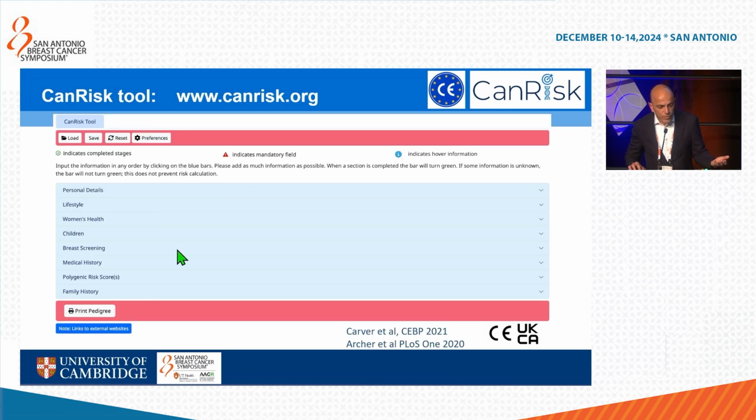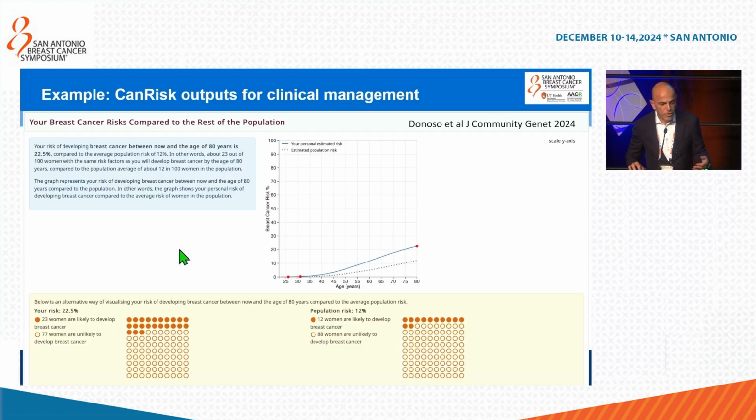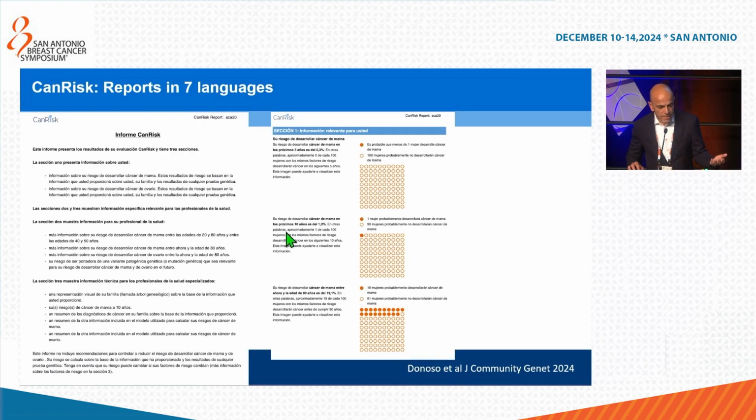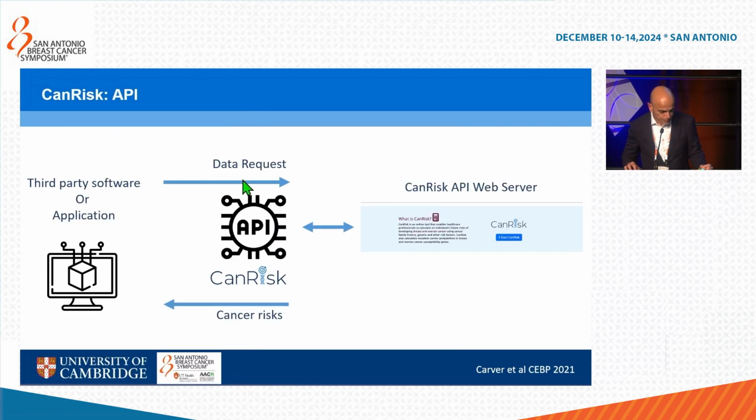The users can input the different risk factor information, and then the risks are produced in a number of different formats suited to risk communication. There is also a separate PDF report that is co-developed with patients, the public, and healthcare professionals, which can be used to discuss the information with the counselees. And this again is available in 7 different languages. Here is an example in Spanish.